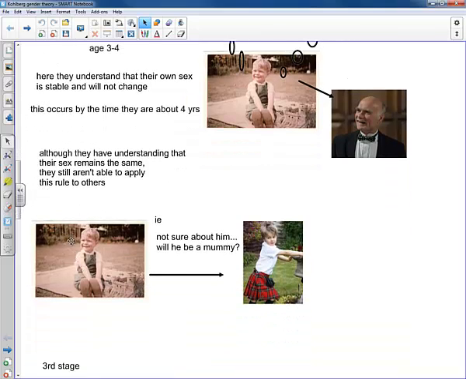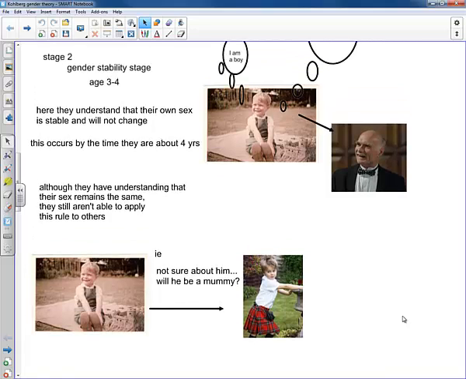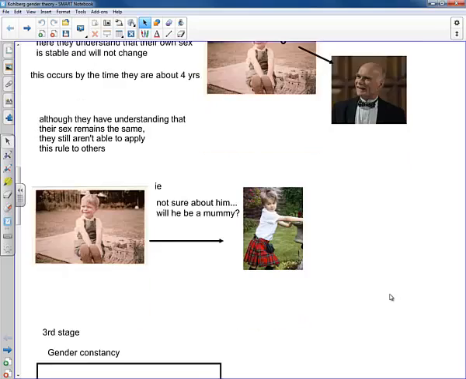So even though little boy here knows he's a little boy, knows that he will become a man, he's not sure about somebody else. He can identify him as a boy, but he hasn't got a clue about whether that little boy there is going to end up being a daddy, a grown-up man, etc. So that is stability. The key is in the word stable. They know their gender is stable, so it will remain.